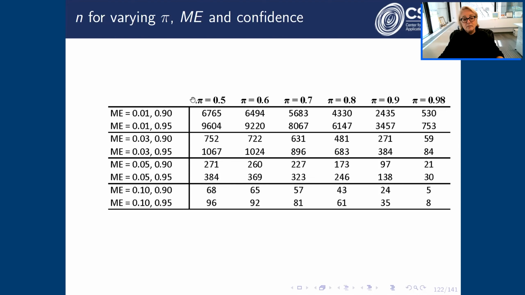And you can see when pi is equal to 0.5, you go from a sample size of 9,600 to a sample size of 96. When pi is 0.98, the difference is not so big. So even in the worst case, you need 753 observations. But if you are willing to live with, let's say, a 5% margin of error, you can do with like 30 observations. So there's a dramatic difference depending on what your margin of error is and what your desired level of confidence is going to be.